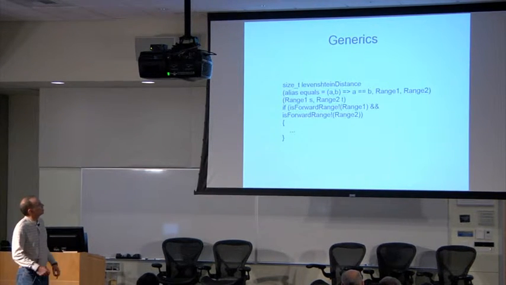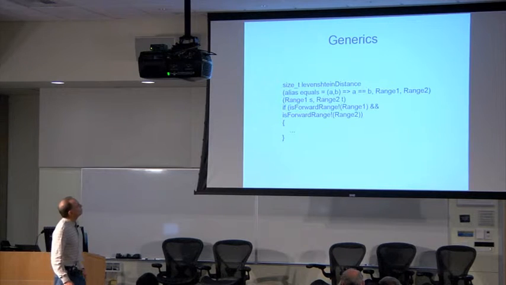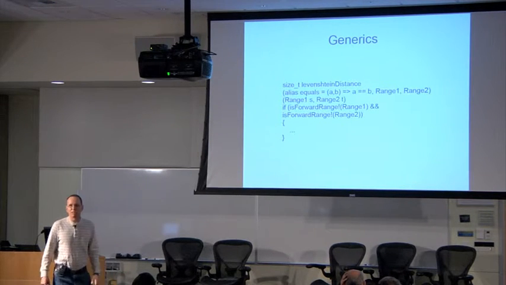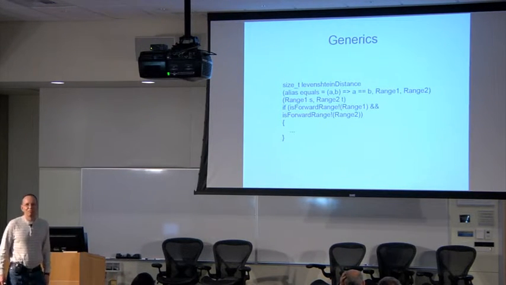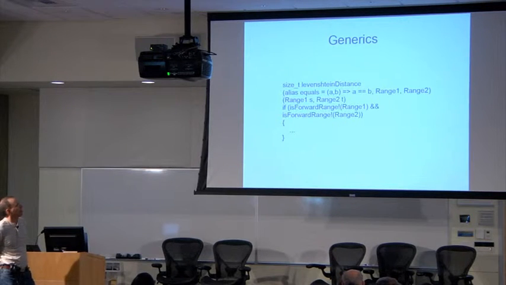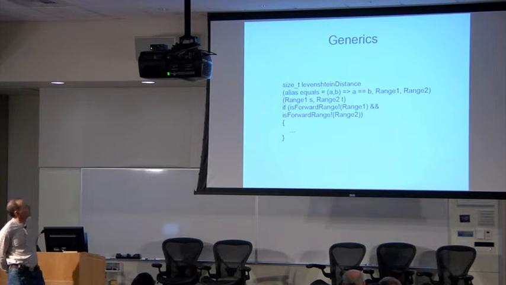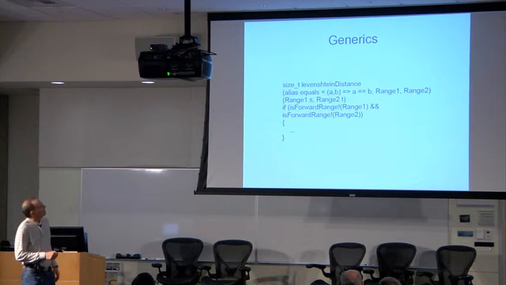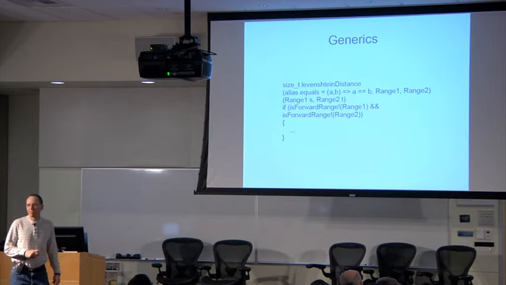So moving on, generics. This is a little piece of code that Andrei wrote for the standard library in D. It computes the Levenshtein distance, and it returns the difference between the two ranges. And you're passing in a range. Who doesn't know what a range is?